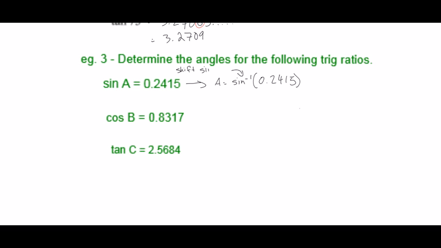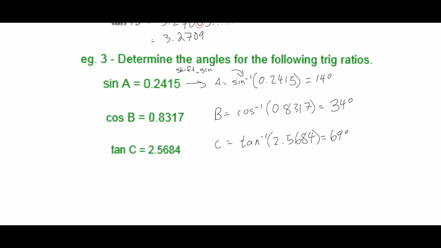Now, make sure you try that. And when you get your final answer, you're going to end up with 14 degrees. And notice, we're only coming out with the whole numbers for each of these. The same calculation can be done for B and C as well. And now we'll move on to the next problem.